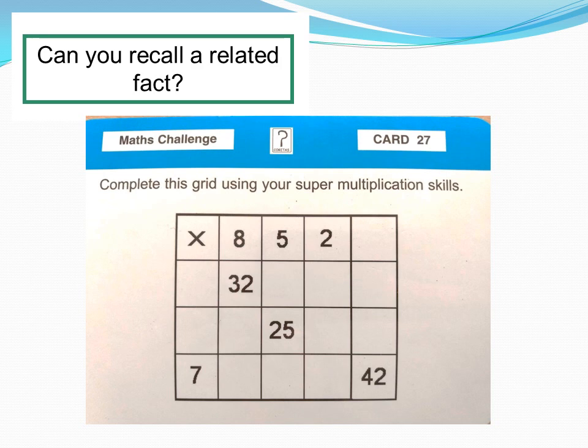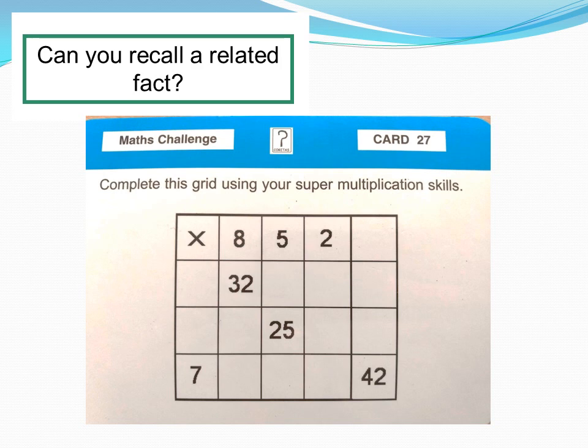8 times what is 32? Now we just did that one together. Don't say I never help you out with anything. What should go in that missing box to the left of 32? To multiply by 8 to make 32. Hopefully that's given a clue how to fill the rest of this grid in.